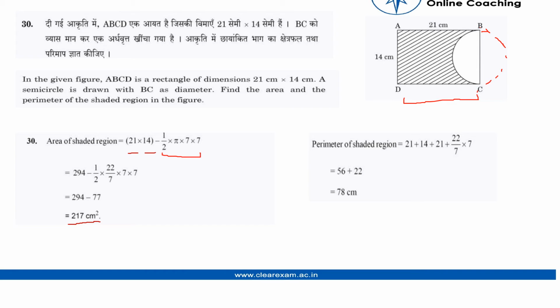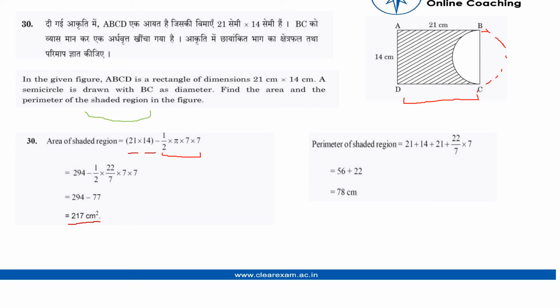Then we have to find the perimeter of the shaded region. What is a perimeter? As we know, perimeter is the boundary of any shape. So AB is 21, AD is 14, and DC is 21. So 21 plus 21 plus 14 plus this arc.